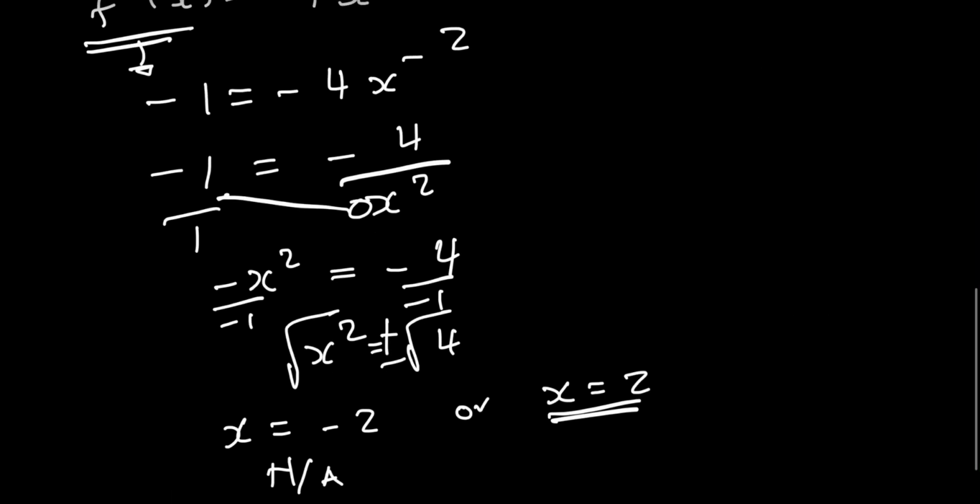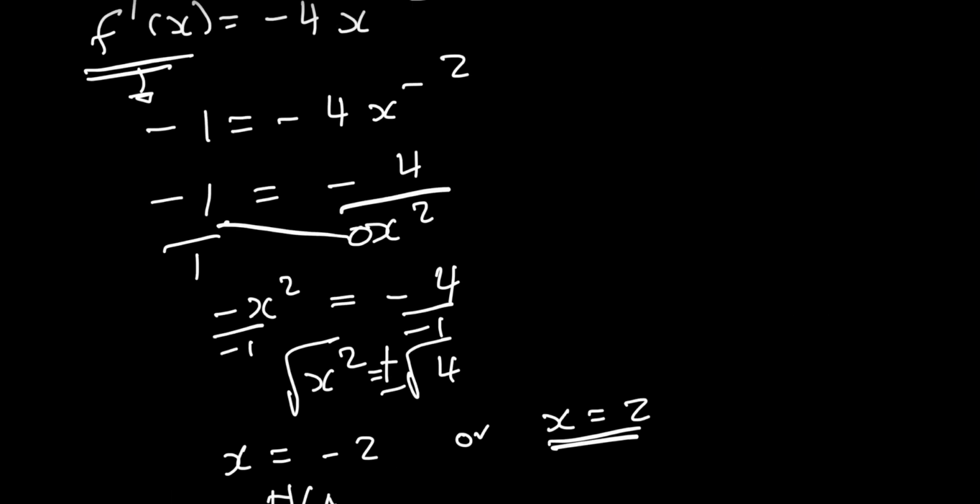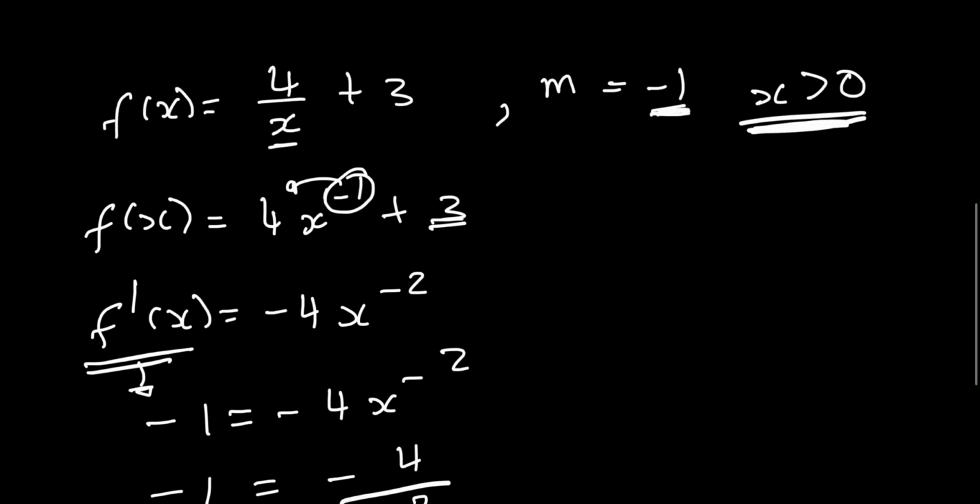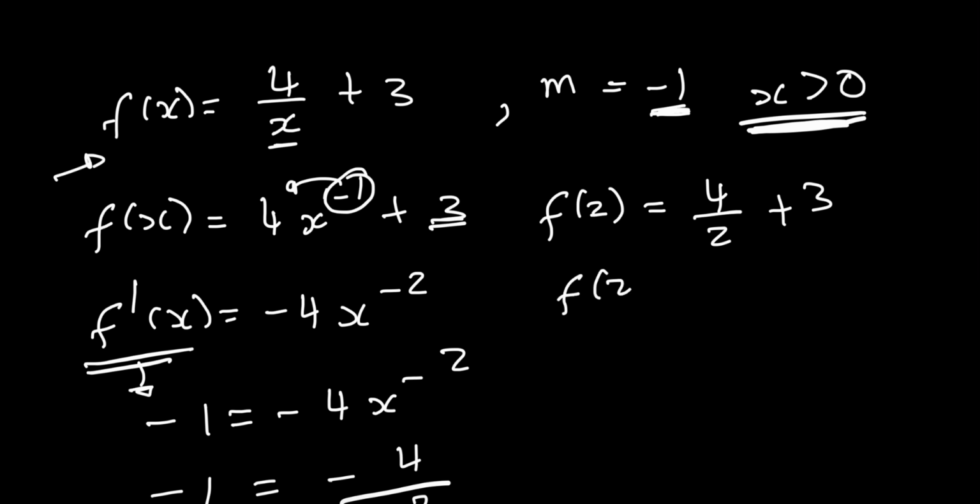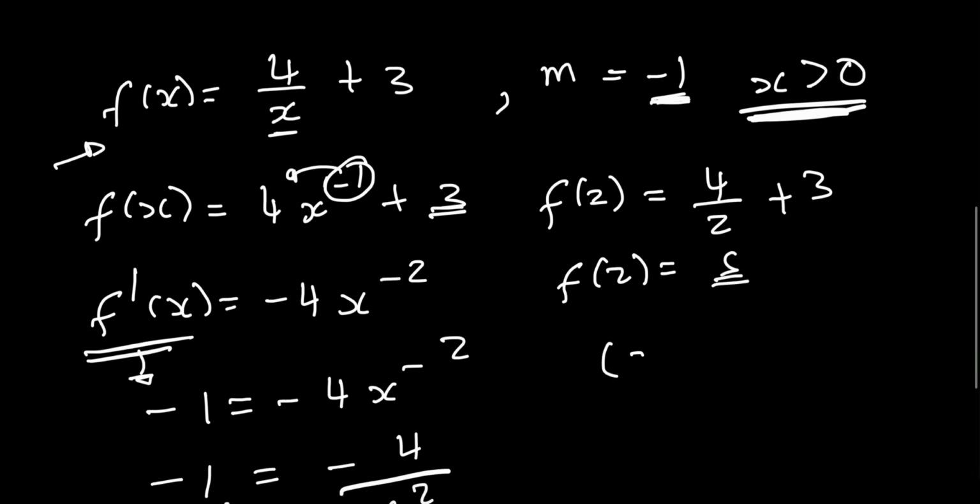Now to find the coordinates, you will also have to find the value of y. So on your function, you will substitute the value of x as 2. You will say f(2) is equal to 4 over 2 plus 3. 4 over 2 is 2, and 2 plus 3 is going to be 5. So the coordinates will be (2, 5). That will be the coordinate of that point.